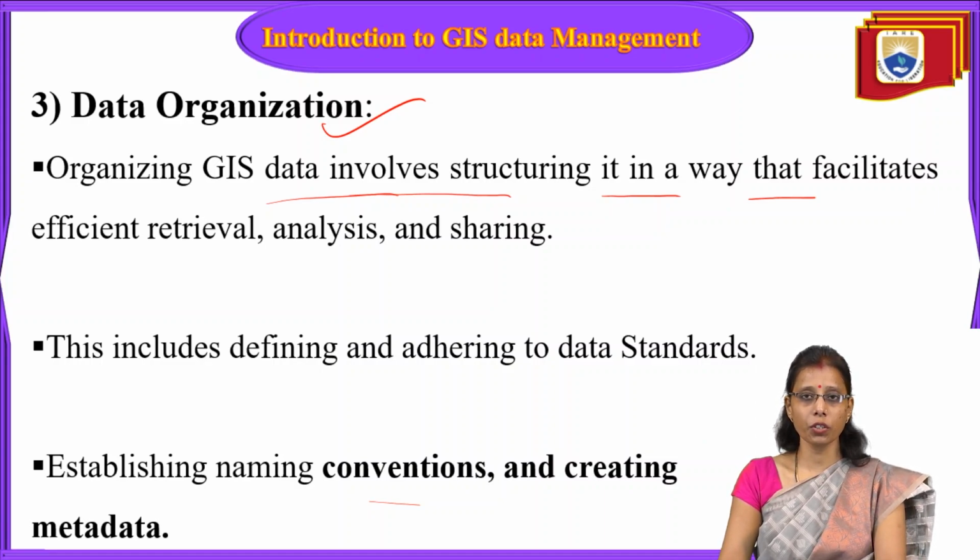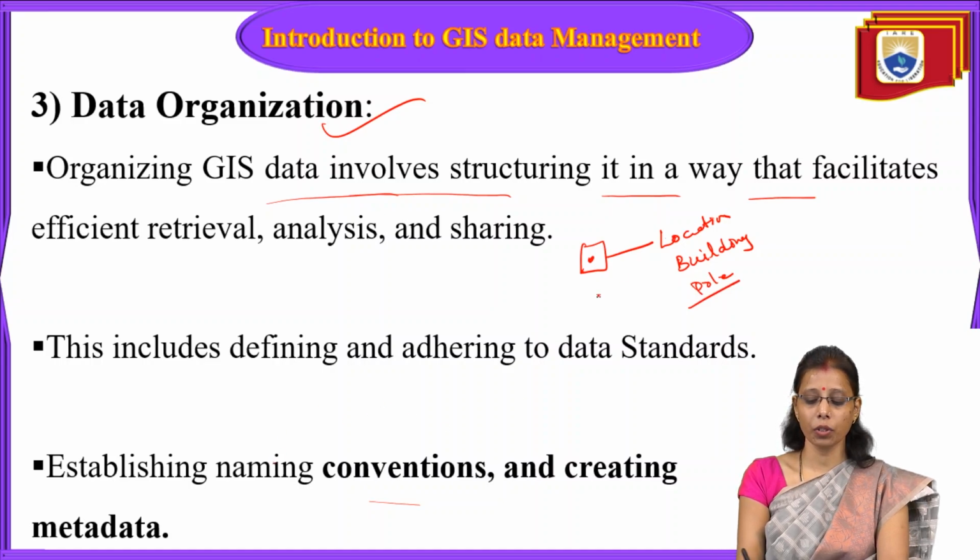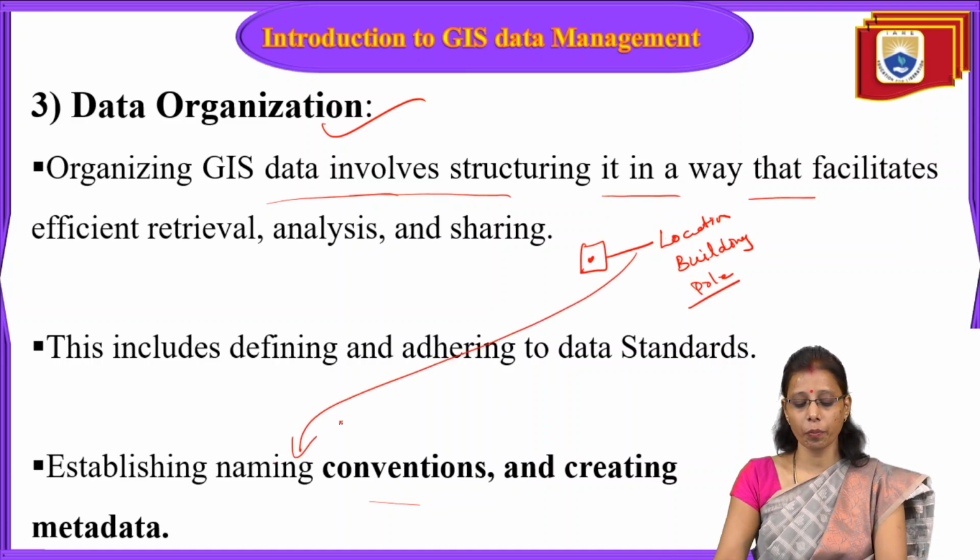So once you organize the data, along with the data, for example, you have a point here, so just organize it with a name. Point means location. So just give a name to it, location, or we can talk about a building, or if you talk about a pole, something like that. You have to just give a name to that data. Once you add this kind of information to the data, it will be properly organized. Whenever you want to search, we can search easily with the help of this naming system.